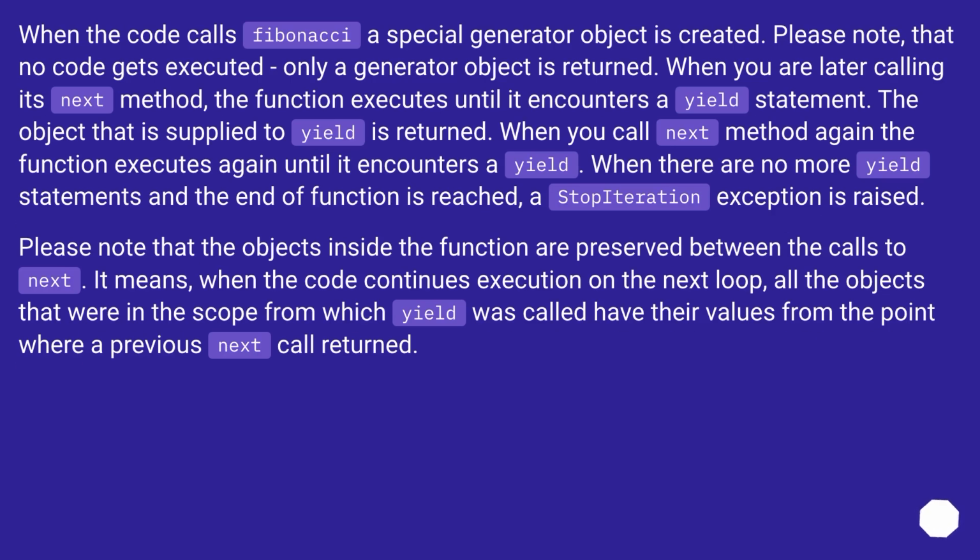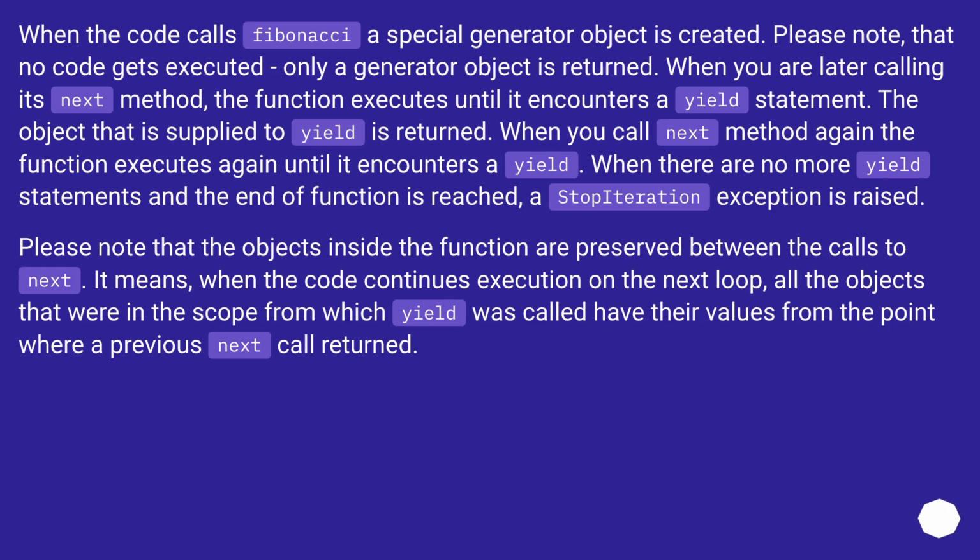When the code calls fibonacci, a special generator object is created. Please note that no code gets executed, only a generator object is returned. When you later call its next method, the function executes until it encounters a yield statement. The object that is supplied to yield is returned. When you call next again, the function executes again until it encounters a yield. When there are no more yield statements and the end of the function is reached, a StopIteration exception is raised.